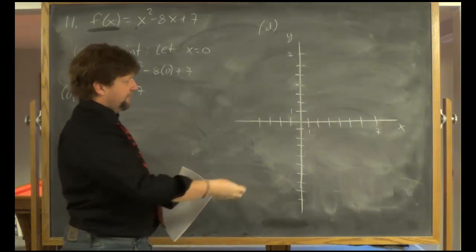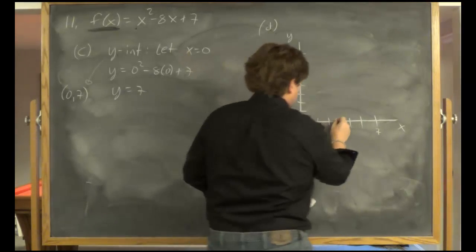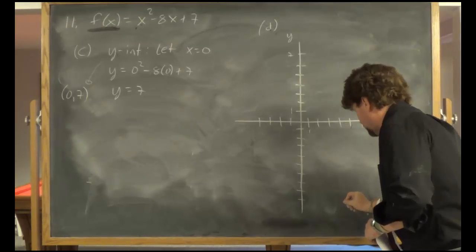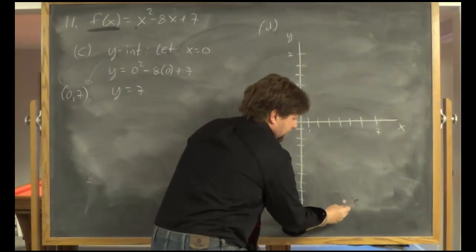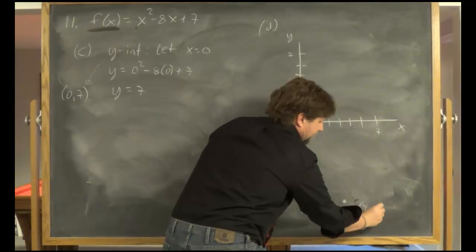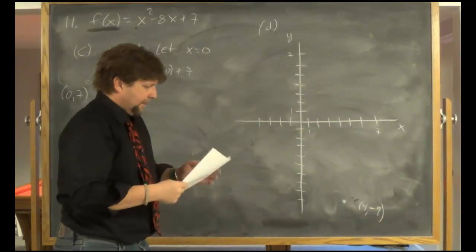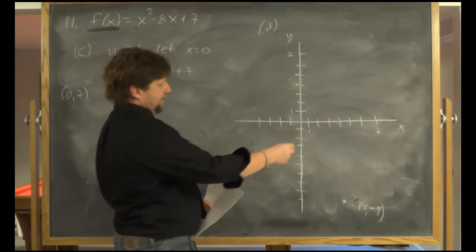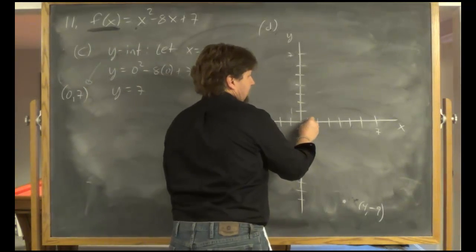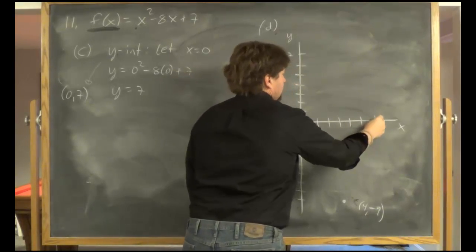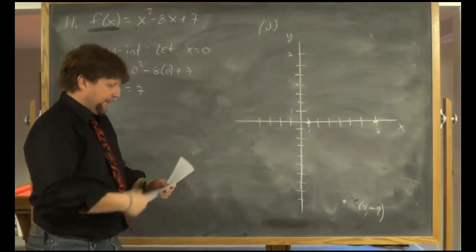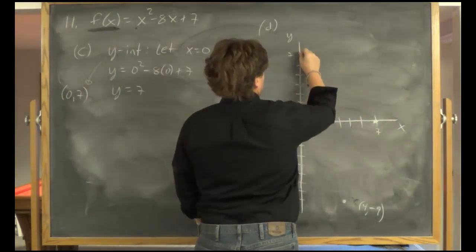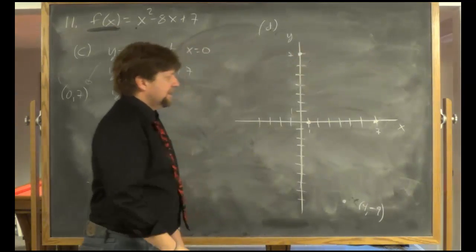We know the vertex is at (4, -9). 1, 2, 3, 4. Let's go way down here. So about right here's the vertex. Let me label that (4, -9). X-intercepts at (1, 0) and (7, 0), so we found in part B. In part C, we found the y-intercept was at (0, 7). So there's the y-intercept at (0, 7).